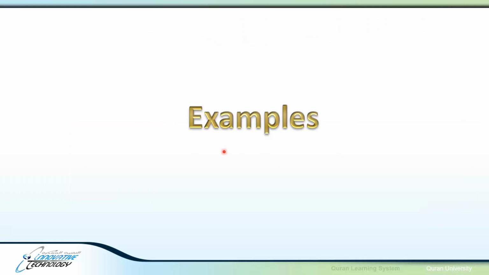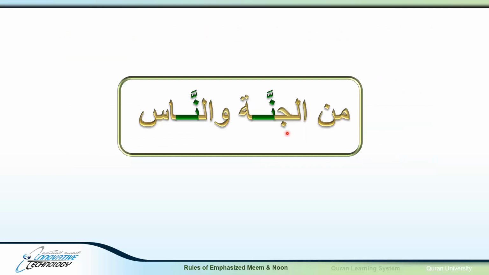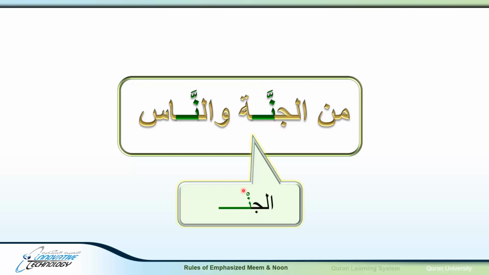Now let's take some examples on the emphasized meem and noon. We'll start with the first example of the emphasized noon, min al-jinnati wan-nas. We see here that there are 2 noons with shadda, al-jinn, noon sakina, followed by noon mutaharrika with fatha, so it's pronounced as al-jinnah, and that's how we give it ghunnah.